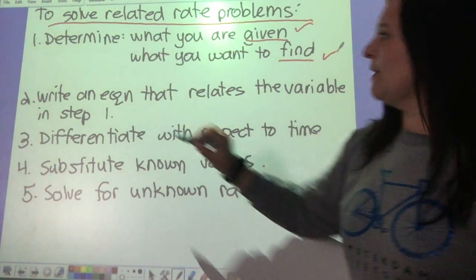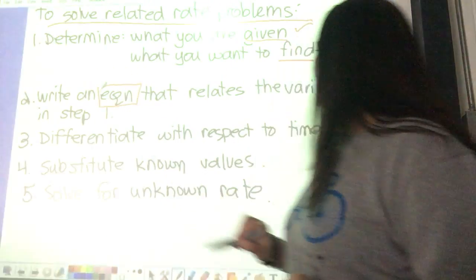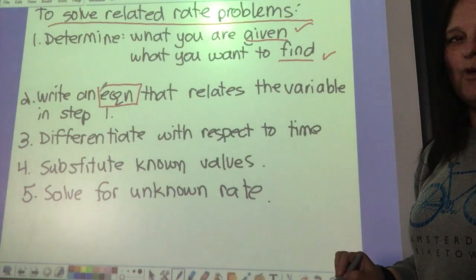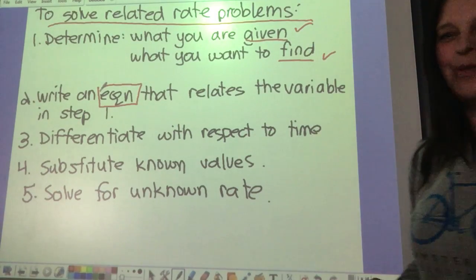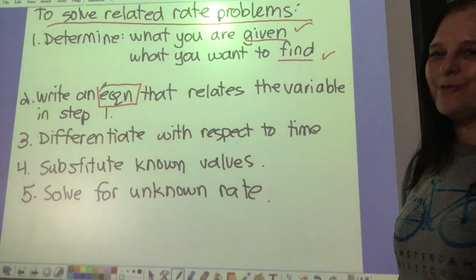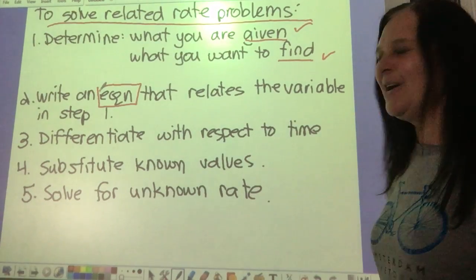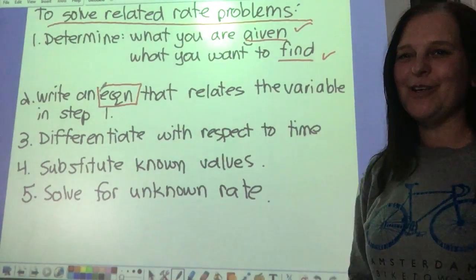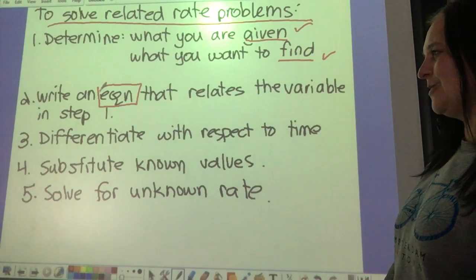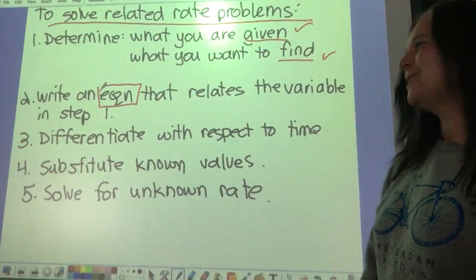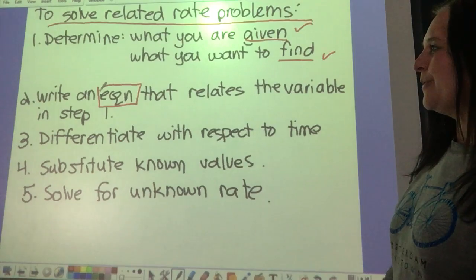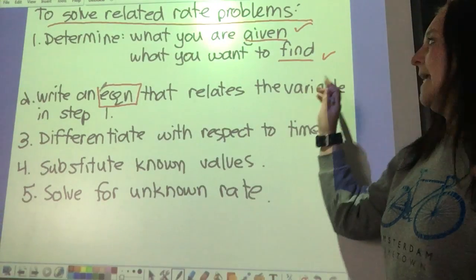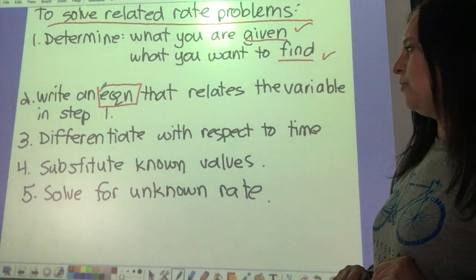Step two, write an equation that relates the variables together from step one. Again, this is the fun part. The equation will not be given to you, and there's no formula sheet like there was in pre-cal. So they kind of expect you to know every kind of possible equation for things like volumes and areas that we've covered over the past. So hopefully that'll come back to you as we go through these examples. So figure out which equation you use that connects all these variables that you have in step one.